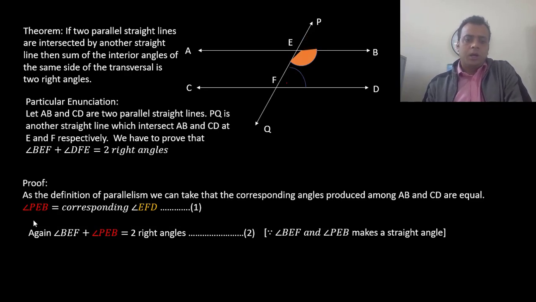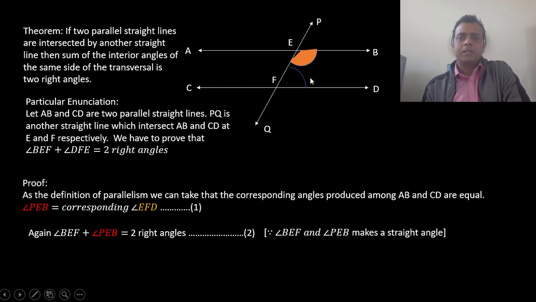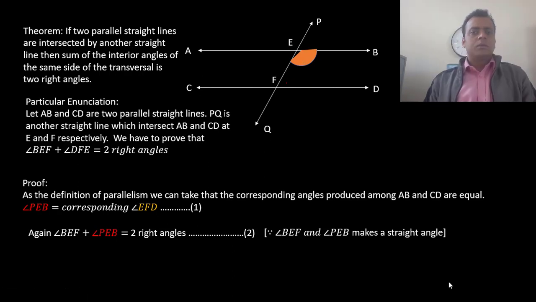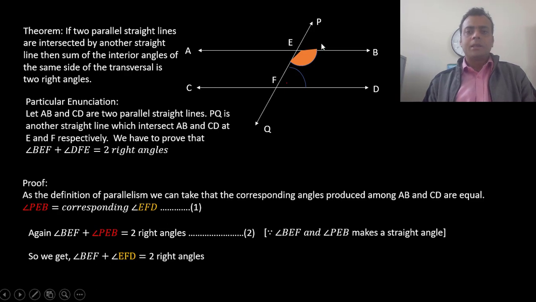Now, PEB is also equal to EFD. So if we replace PEB by EFD, then what happens? If we replace PEB using the same value EFD, then also we will get two right angles, because here PEB and EFD have the same value.